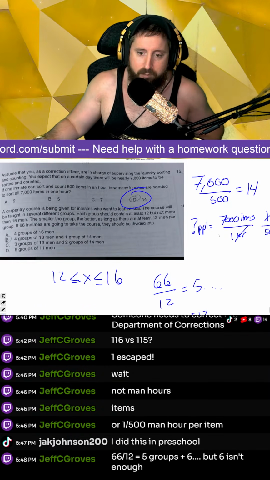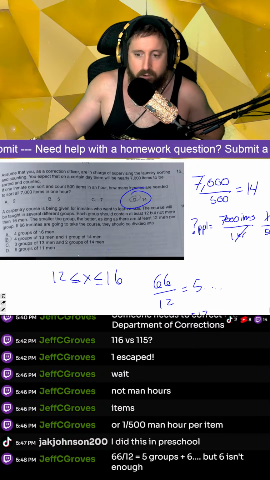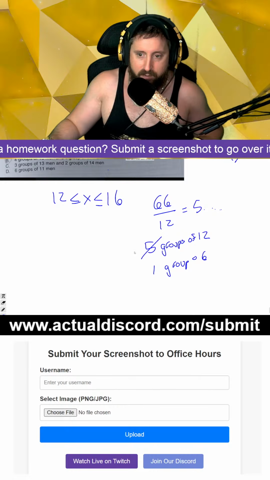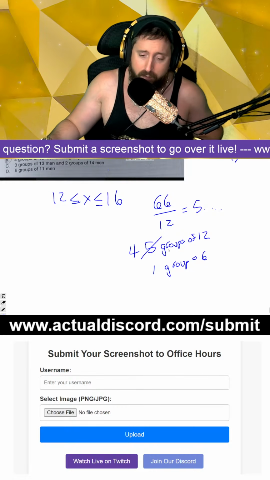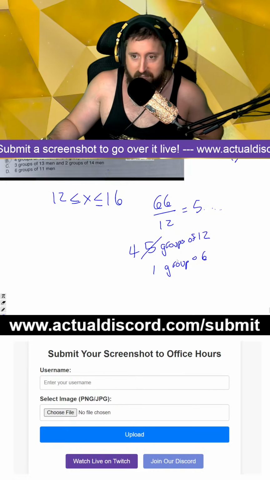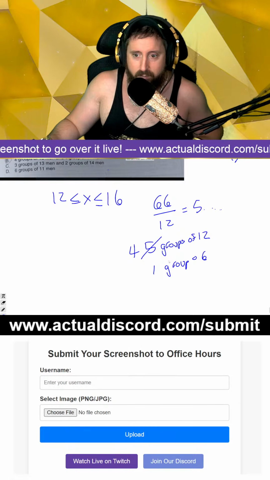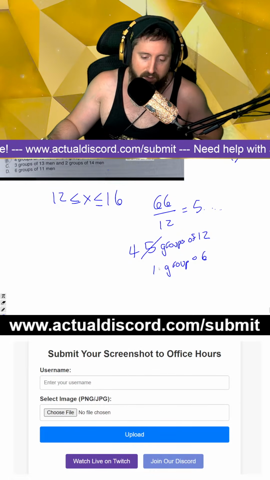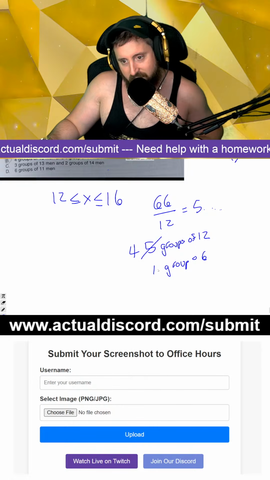However, the groups have to be at least 12. So you can't have 1 group of 6. So you have to take away from this and say, okay, 4 groups of 12, which is 48. And now your difference is 18.